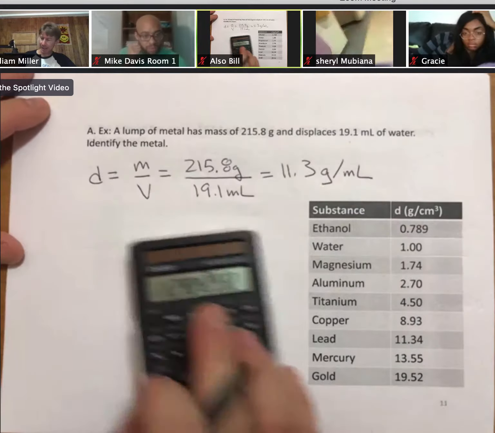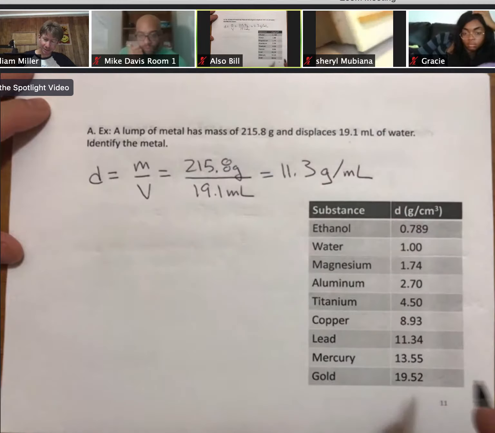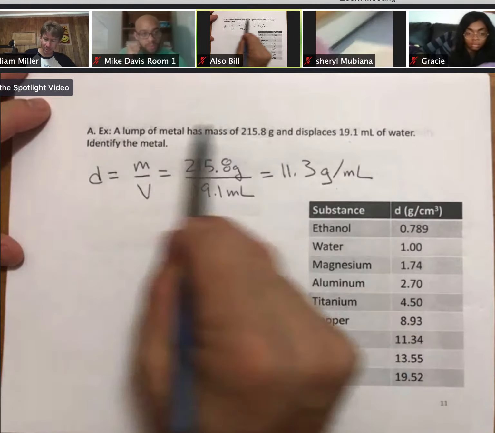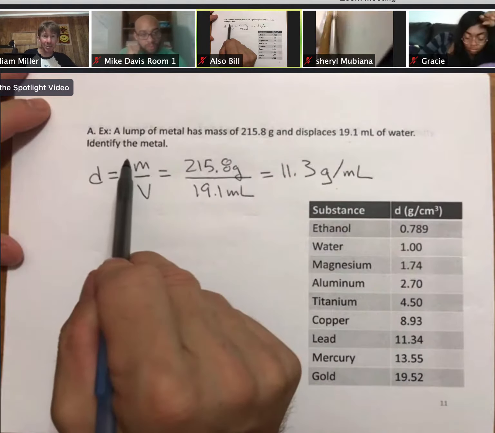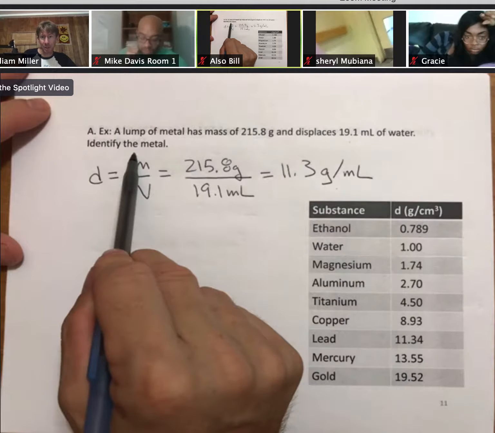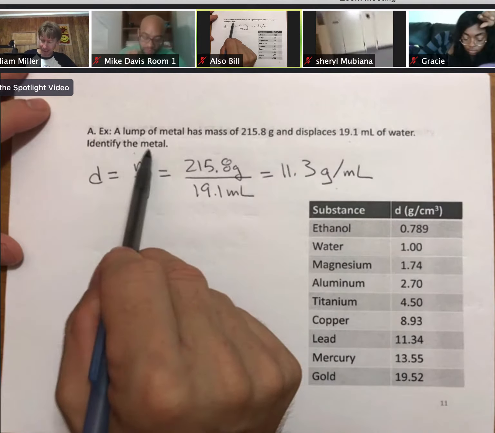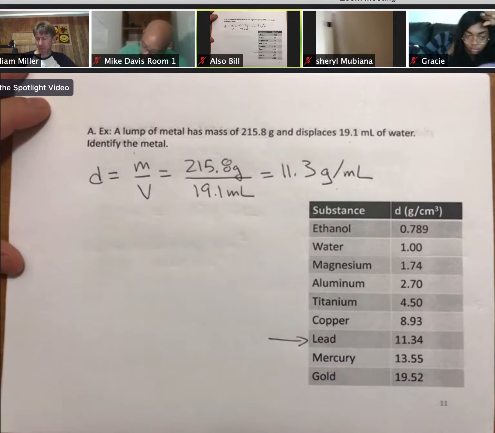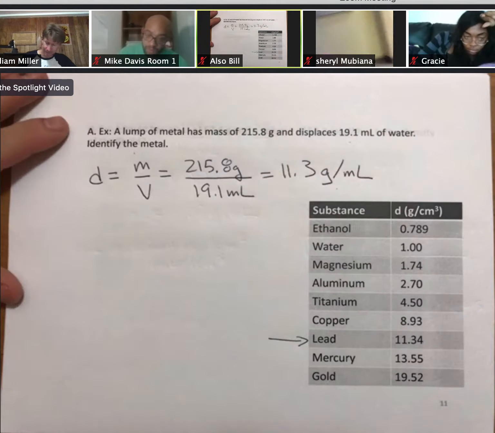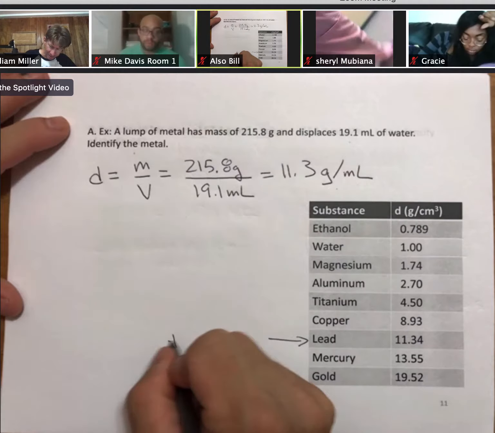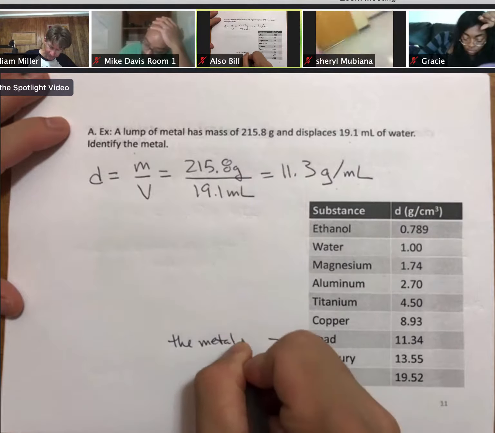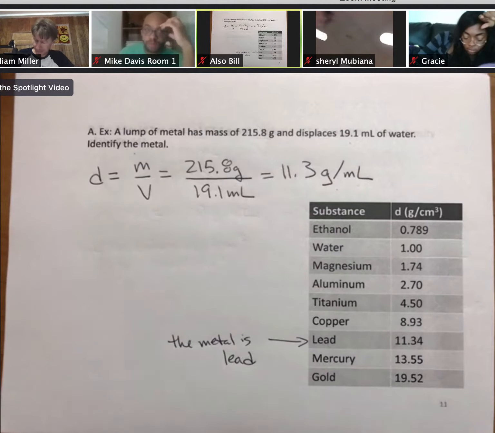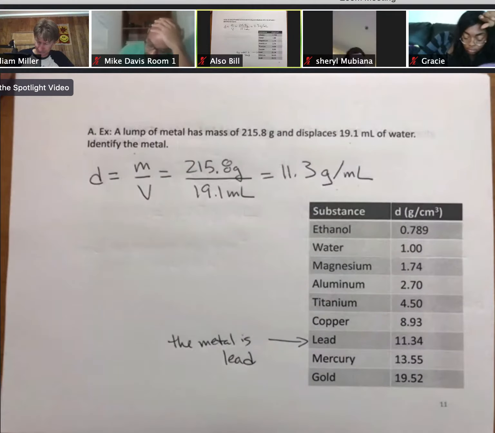And now in my course in particular, after you do a calculation, you always want to go back and reread the question to see if you've answered it. I haven't answered this question yet. It says identify the metal. Now I have to go down here and say, well, the density of lead is 11.3, so the metal is lead. Okay? The metal is lead.